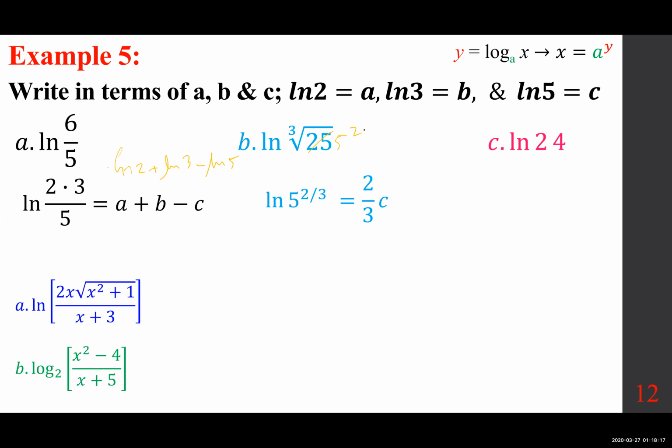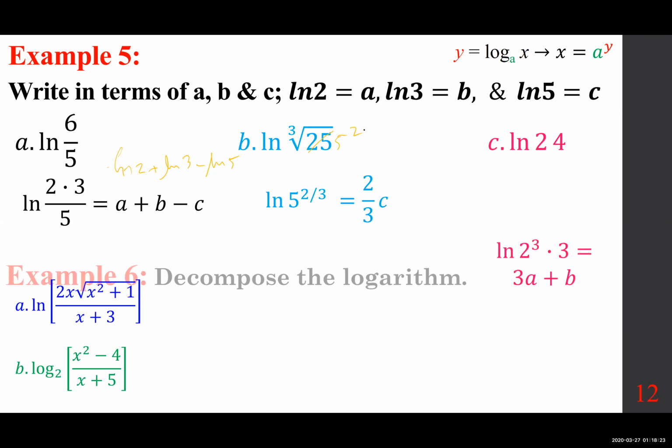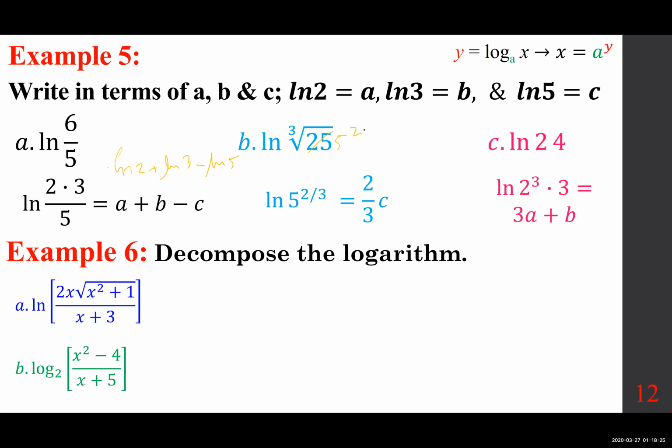24. 2 and 3. Say it again. 2 cubed times 3. Beautiful. That's what we are looking for. 2 cubed times 3. So ln of the first one is 3 ln 2, or 3a, plus ln of the second one, ln 3, which is b, and you're done.